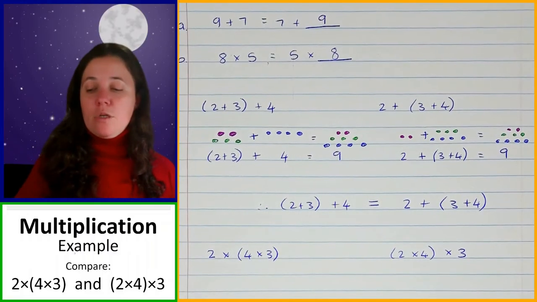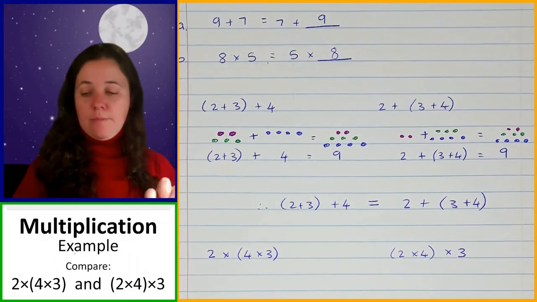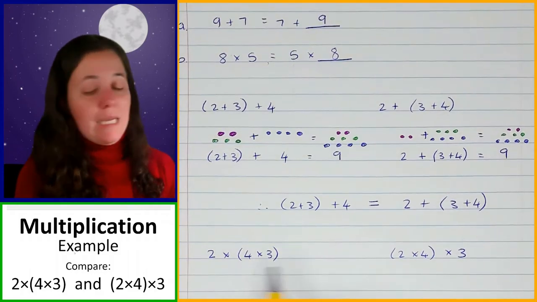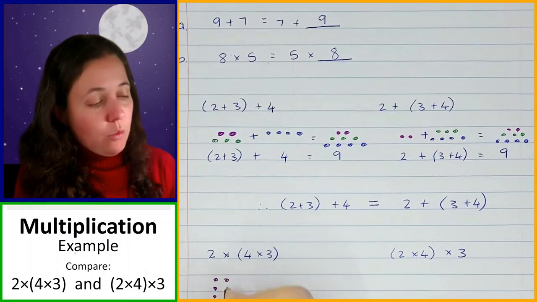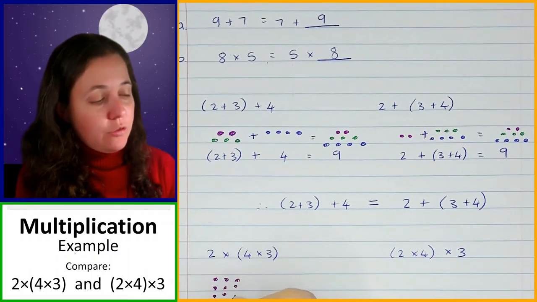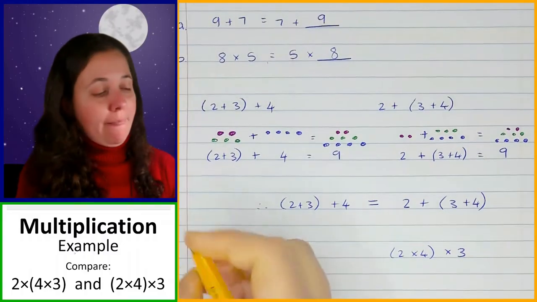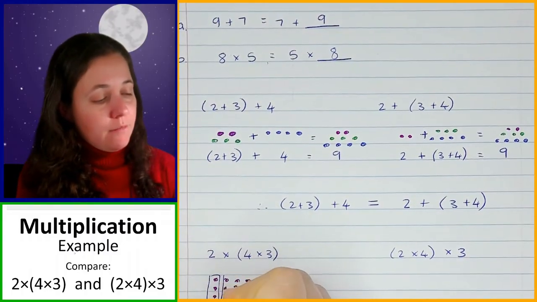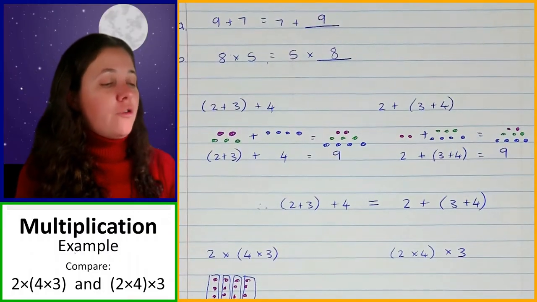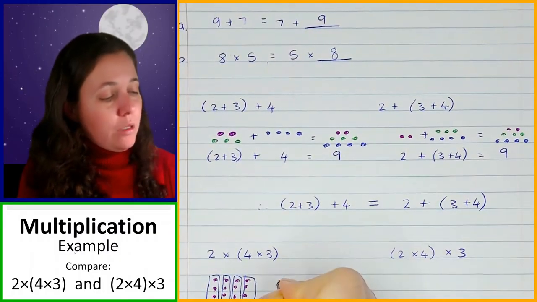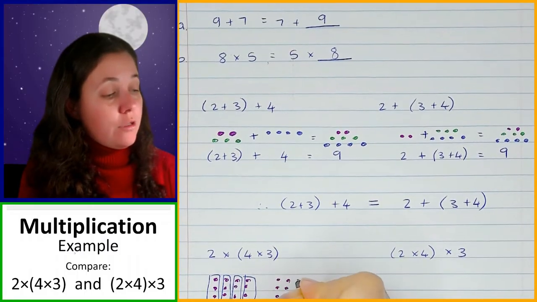Okay, so the way this would look for me is I've got 4 times 3, so I've got 1, 2, 3, 1, 2, 3, 1, 2, 3, 1, 2, 3, so that is 4 groups of 3, but I've got 2 of those groups, so I'm going to add another one of those, or 2 of those sets rather.